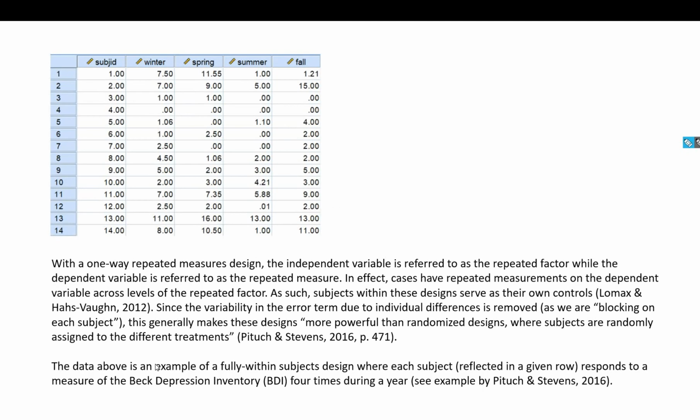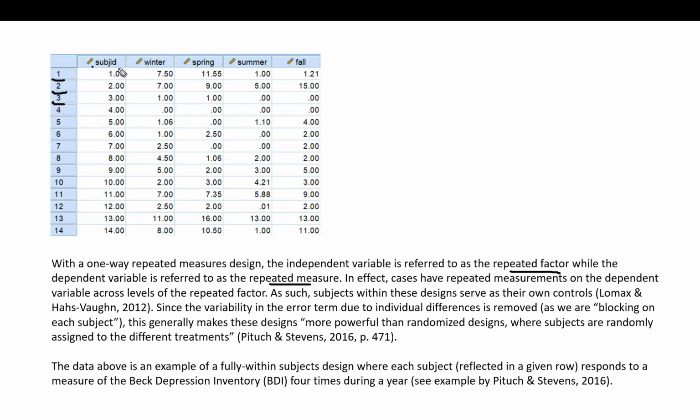So to begin, let's just address the question of what a one-way repeated measures design looks like in terms of the data setup. Basically the independent variable within this kind of design is referred to as a repeated factor, while the dependent variable is essentially referred to as a repeated measure. So here you can see in this screenshot we have a data set where each row represents a given person.